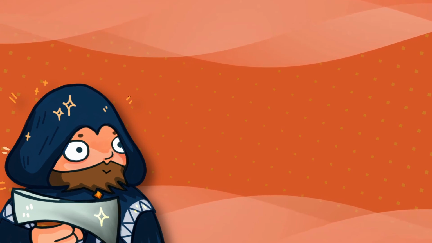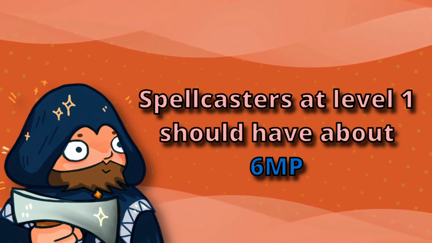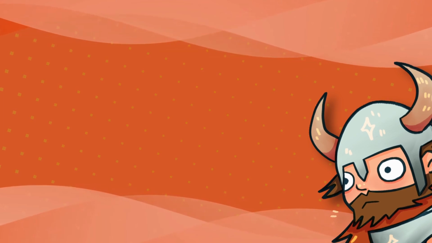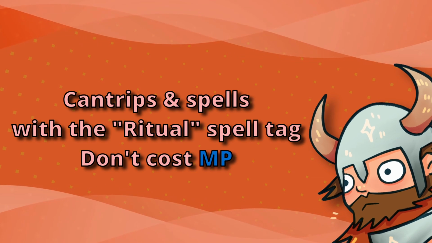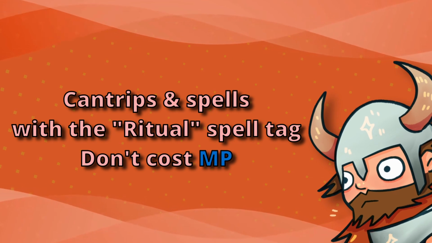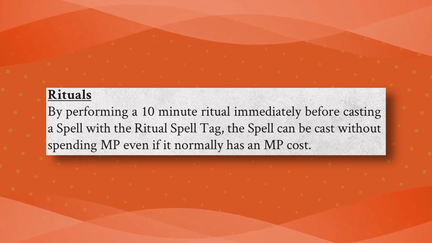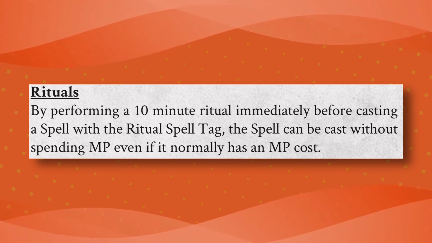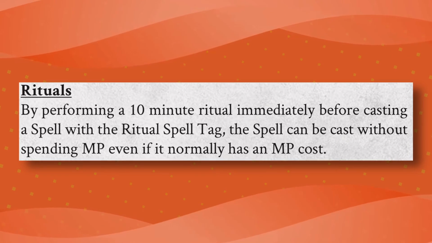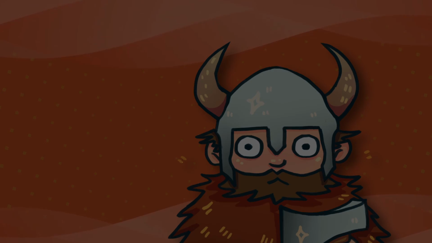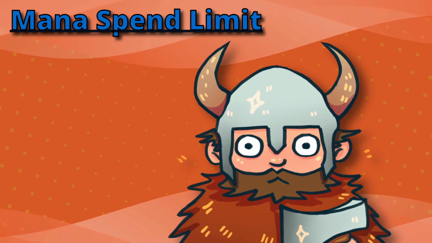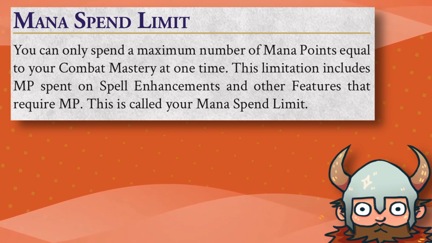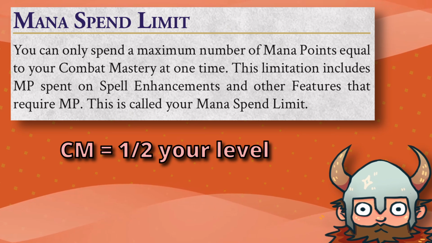So, for full casters at level 1, this will typically be around 6 mana points, assuming your prime attribute is maxed out. Some spells don't actually require any mana points at all, like I mentioned before, cantrips, but there's also any spell that has the ritual spell tag. These spells can be cast with no mana points, but you must spend 10 more in-game minutes on top of the original casting time to perform it as a ritual, bypassing any mana cost. The mana spend limit is an important rule to remember. Basically, you could only spend a number of mana points on any given spell equal to your combat mastery, which is half your level.